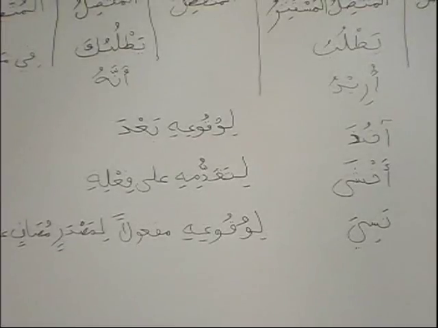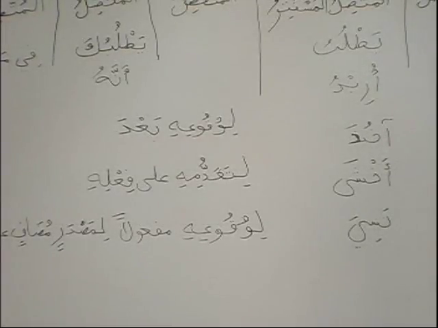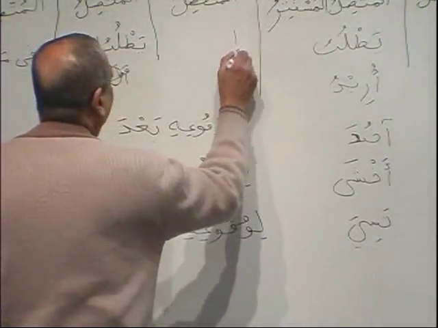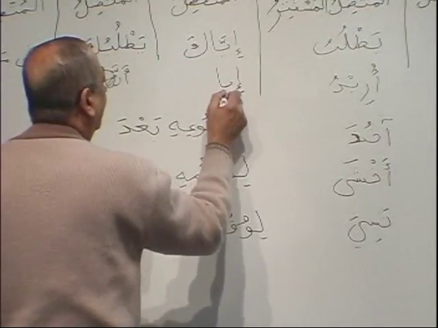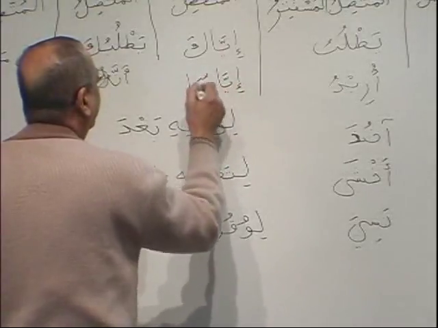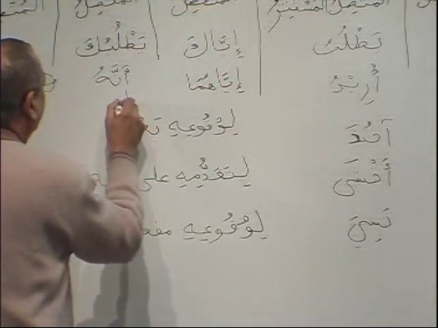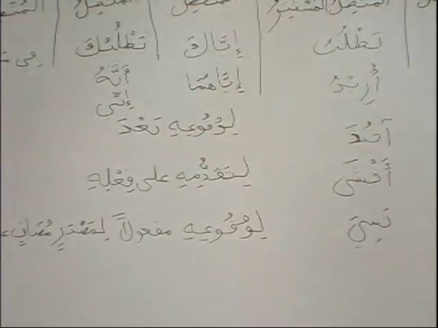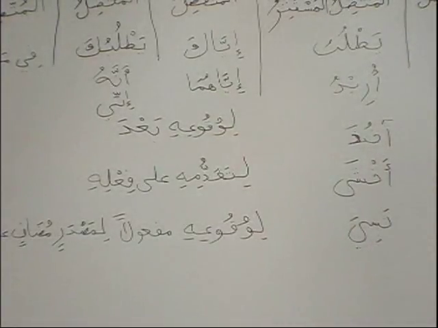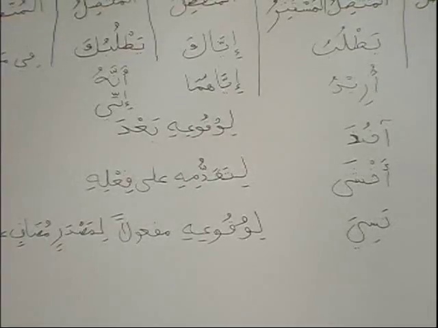Inni, where will you put inni? After anhu, you'll put inni. Wa iyahuma, where will you put iyahuma? Munfasil. Are you with me? Okay. I'll just write down. Iyaka. And then, iyahuma. Remember, it is one word. And they said, inni will come here. Fine. Mustarikuna fi musabakati sibahati.